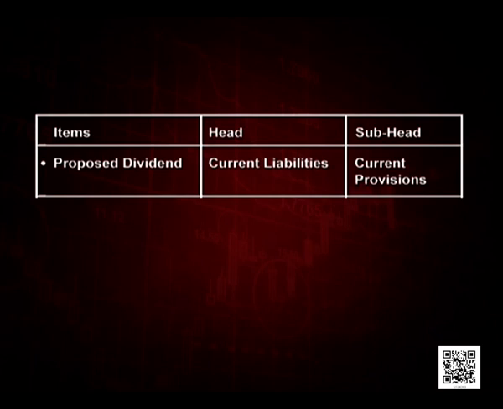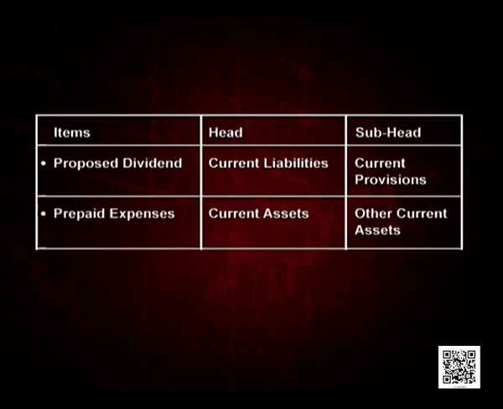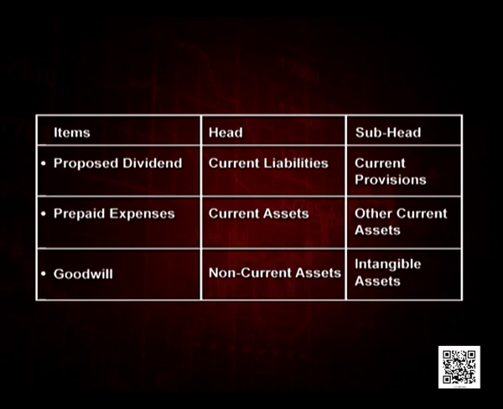Next point, proposed dividend. This is a current liability because it has to be paid within 1 year and the subheading will be current provisions. Next point is prepaid expenses. This comes under current asset and the subheading will be other current assets. Goodwill, this comes under non-current asset and the subheading is intangible assets. Similarly, you can practice about some more heads and some more items from your book.